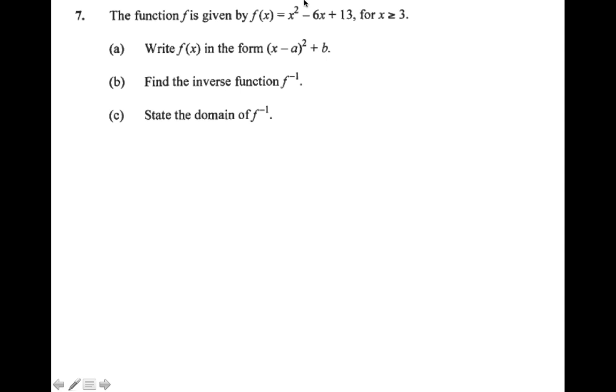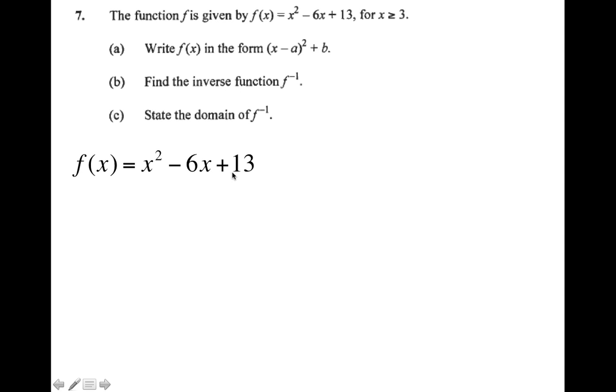Alright, so first of all, here's the function. It says write it in this form. If you watched the video on the previous problem, you'll remember that this is called standard form and this is vertex form. And the way to change from standard form to vertex form is to complete the square. So let's try that now.